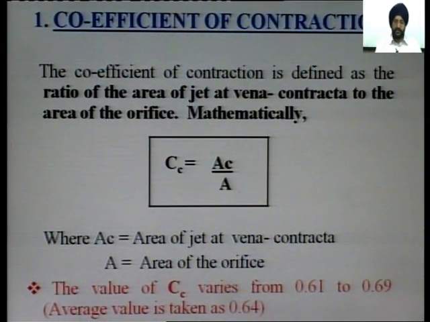Regarding the values of Cc, the value of Cc varies from 0.61 to 0.69, and the average value we often take for calculation purposes is 0.64.